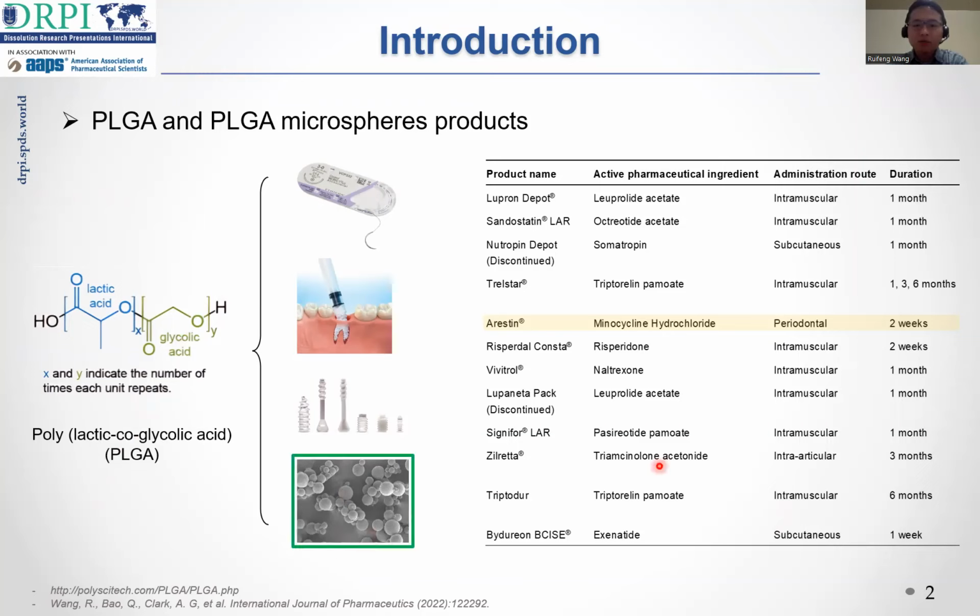The red table shows the current commercial PLGA microsphere products launched on the US market. Up to now, more than 10 microsphere products have been approved by FDA for clinical use. One example is Arestin, which was selected as a reference listed drug in this present study. Arestin is a subgingival controlled release product containing minocycline hydrochloride, which is incorporated into PLGA.